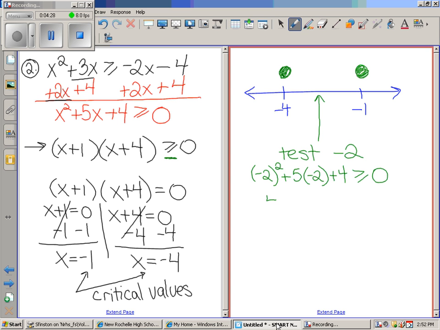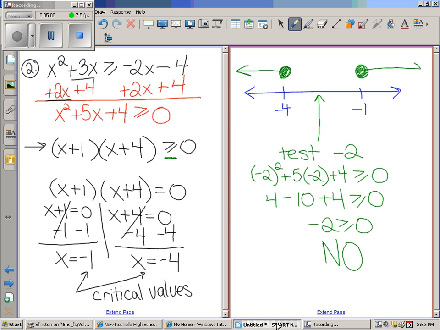Negative 2 squared is 4. 5 times negative 2 is negative 10. Plus 4 is greater than or equal to 0. Let's see. 4 minus 10 is negative 6. Negative 6 plus 4 is what? Negative 2. Is negative 2 greater than or equal to 0? No. So this area in between over here doesn't work, which means we shade in the opposite directions. And that's where the solution set lies.